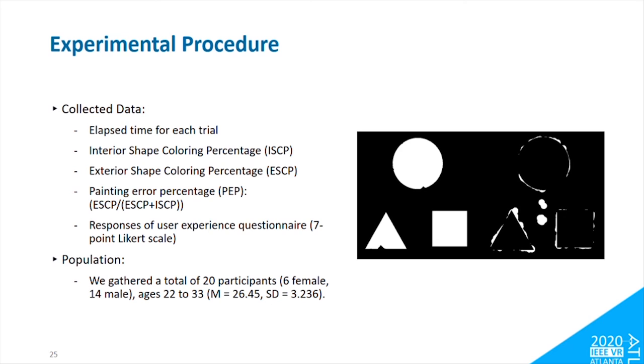The collected data in this experiment consisted of the elapsed time for each trial, interior shape coloring percentage, exterior shape coloring percentage, or in simple words, whether the user spilled paint outside the shapes or left uncolored spaces, and a painting error percentage. We also evaluated the user experience with a questionnaire using a 7-point Likert scale. We gathered a total of 20 participants, 6 female, 14 male.